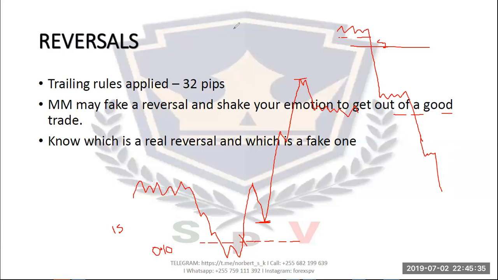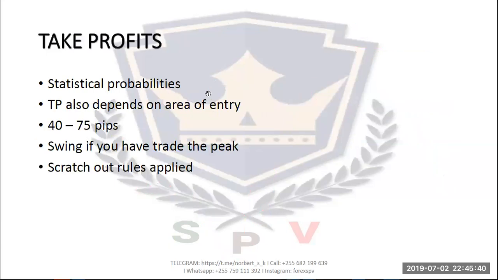Okay. So on the reversal part, you should understand which one is the real reversal, which one is the fake reversal. Then you have the take profit part. TPs are usually statistical probabilities. So you have your TPs depending on the type of trades you take, on the type of trader you want to be. Do you want to day trade? Do you want to swing? So you put your take profit in accordance to that.